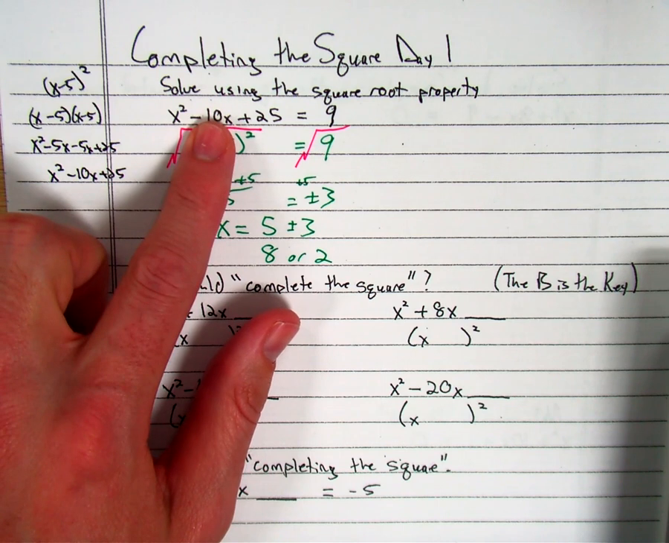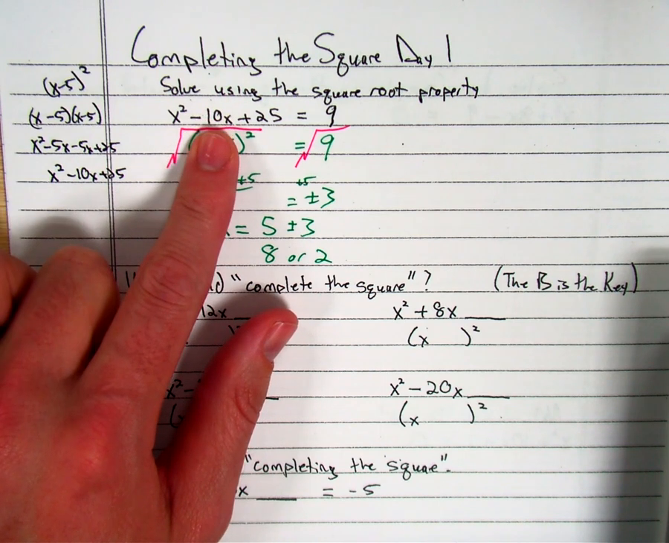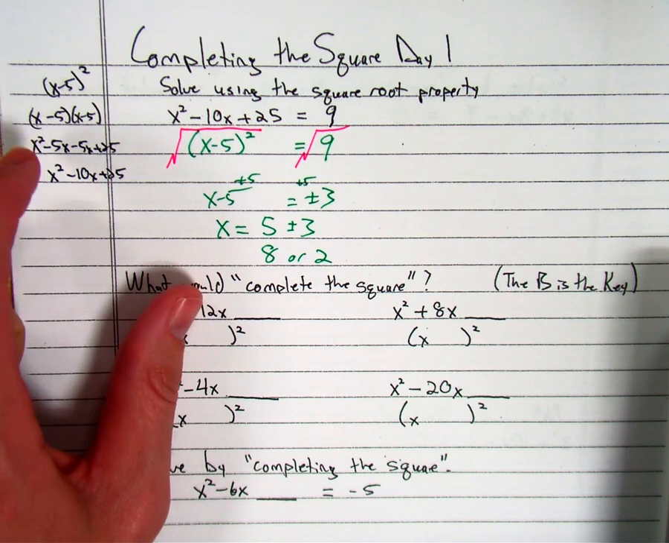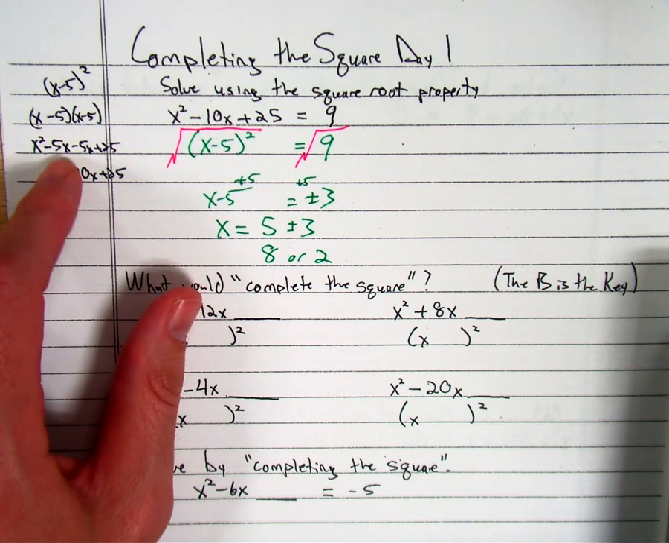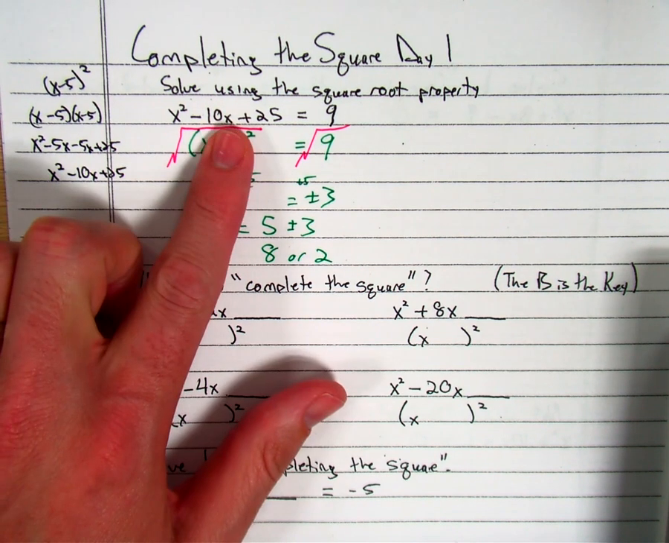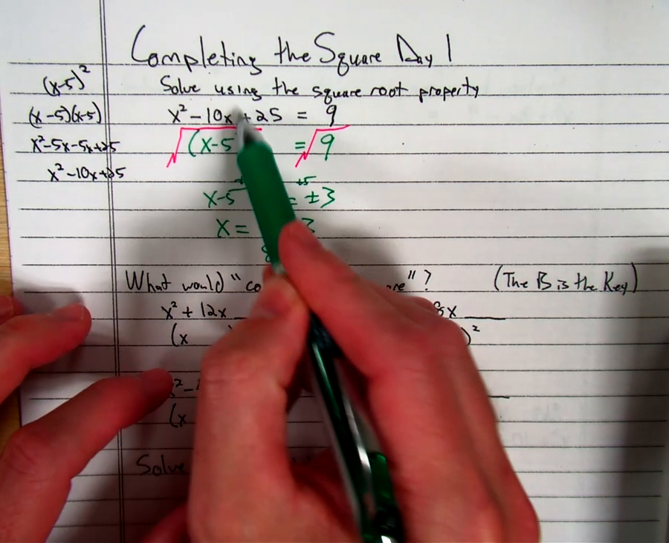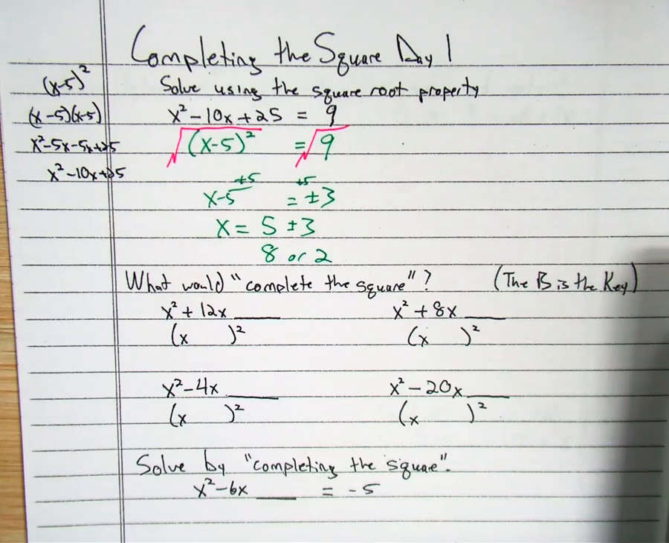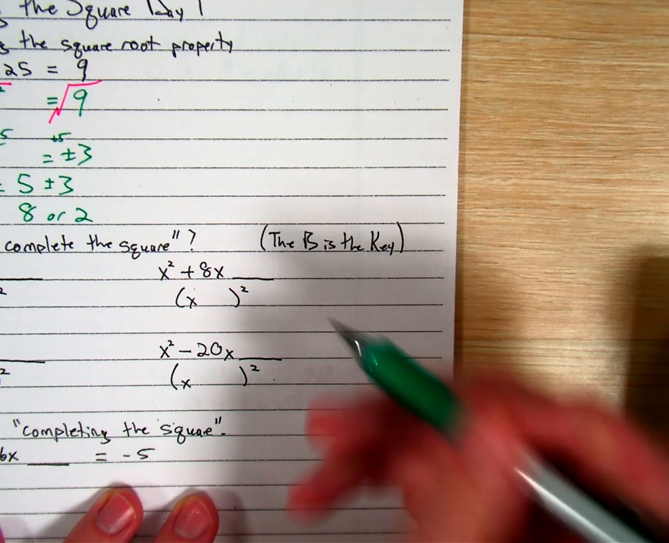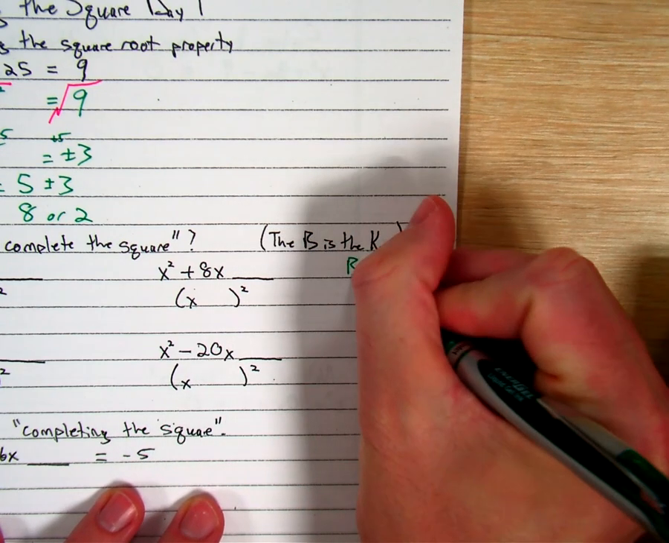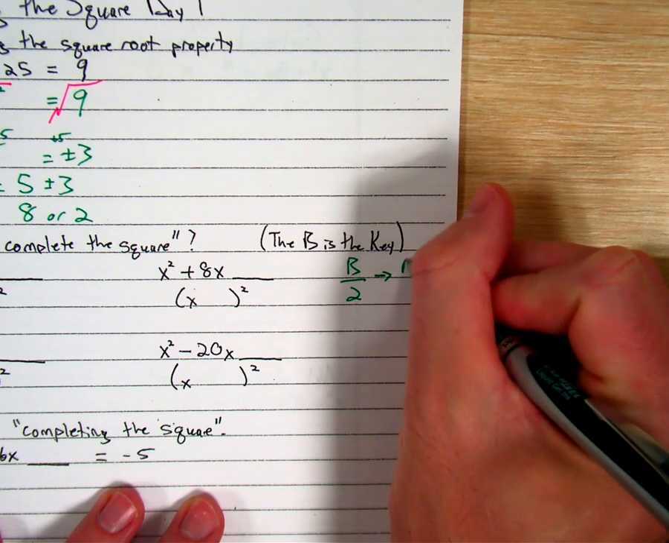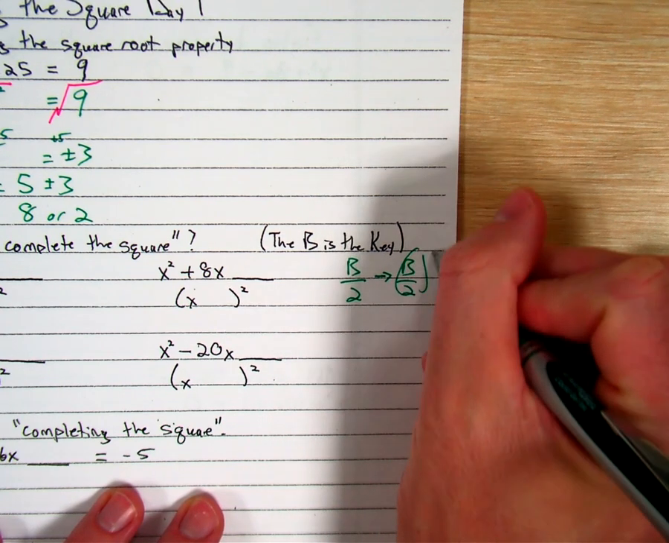So you're going to cut that B number in half. Why are we cutting that B number in half? If we were to write this down twice and FOIL it out, we're going to have two minus 5x's. A minus 5x and a minus 5x. That's how we got the minus 10x. So if we cut that number in half, that is the number we want. Okay, the B is the key. You're going to take your B number and divide it by 2. And then you're going to take your B number over 2 and square it.